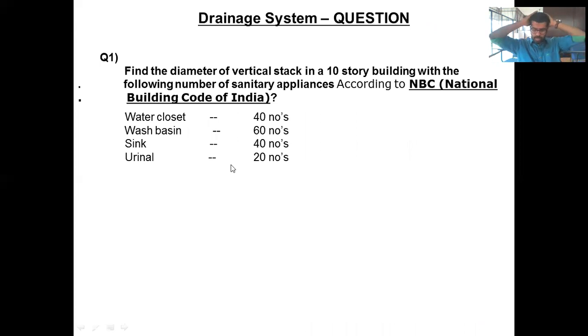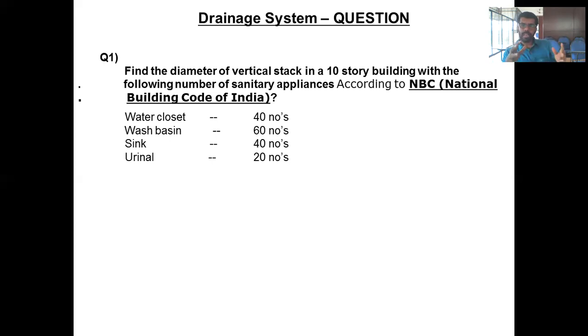Now we are trying to deal with a question. The question is to find the diameter of the vertical stack. So listen carefully. We are going to find out the diameter of the vertical stack only. You know what a vertical stack is, right? The pipe which is vertical. Find the diameter of the vertical stack in a 10-story building with the following number of sanitary appliances. So your aim is to find out the vertical stack diameter, not the horizontal stack, not the individual branch pipe. We are going to find out the vertical stack pipe diameter for a 10-story building according to NBC.